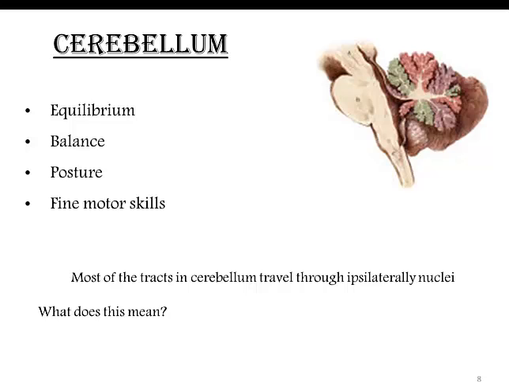It's connected to the brainstem. It maintains equilibrium, balance, and posture, and helps us with control of fine motor skills. Most of the tracts in the cerebellum travel through ipsilateral nuclei, which means that the right hemisphere affects the right side of the body, and the left affects the left.